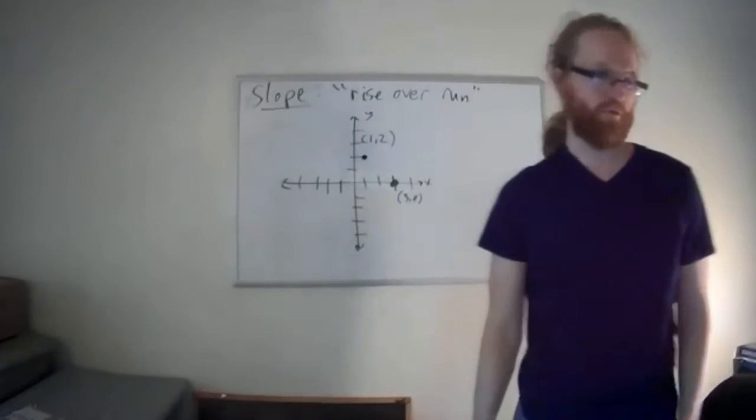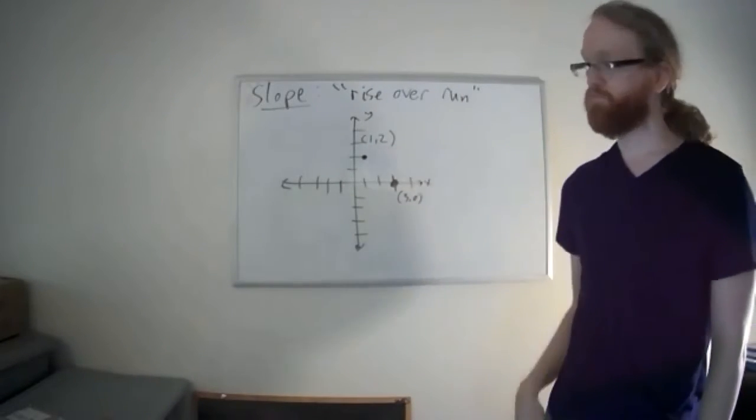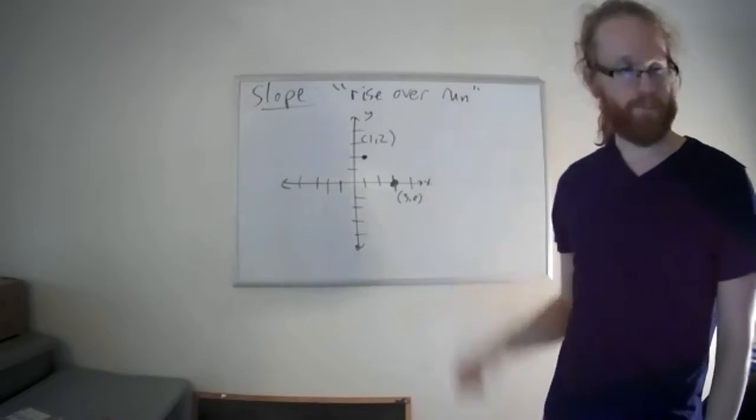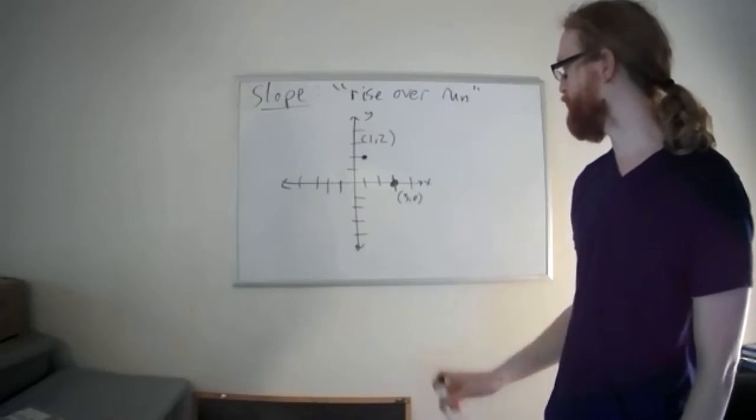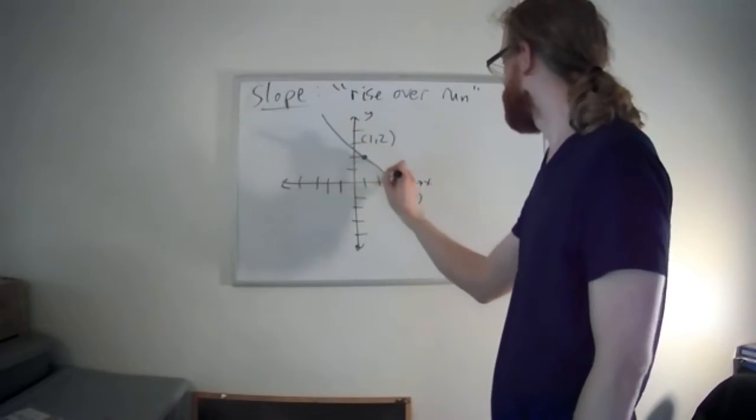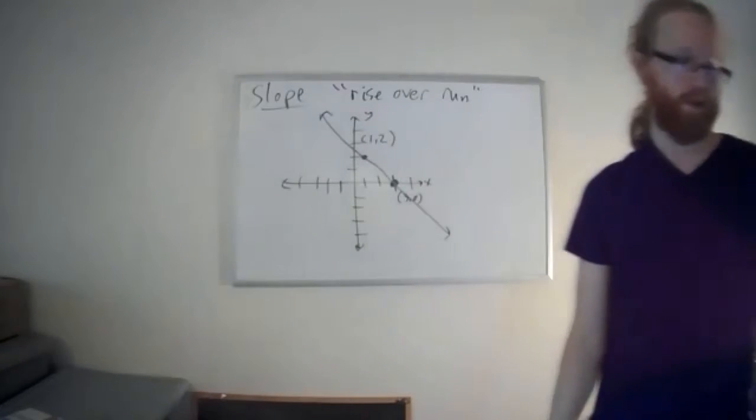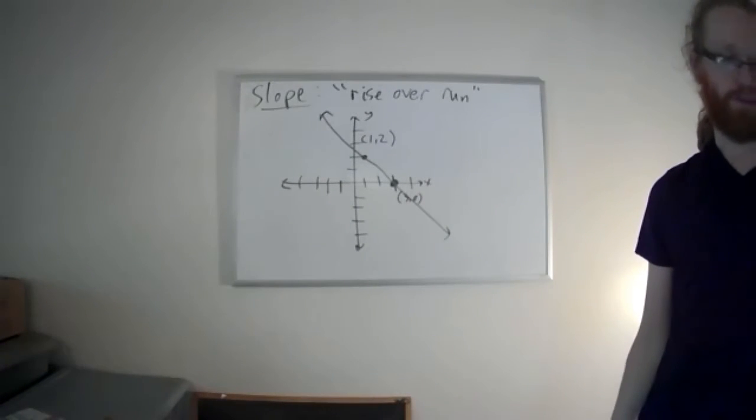So here I've plotted 2 points, (3, 0) and (1, 2). Now, as I just said, there's a line between those. So I could draw the line between those 2 points. And I want to ask what the slope is.